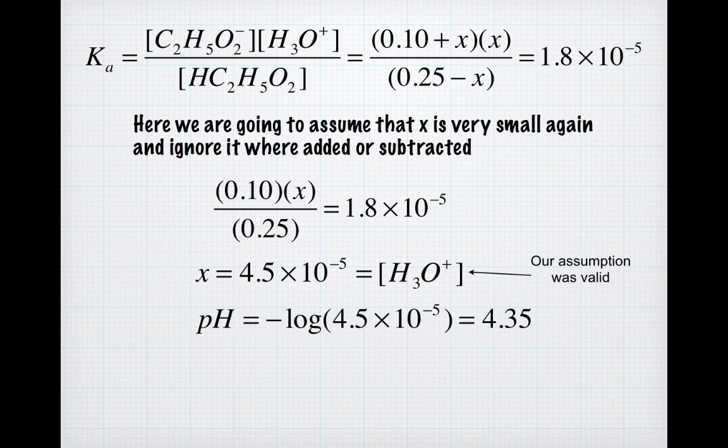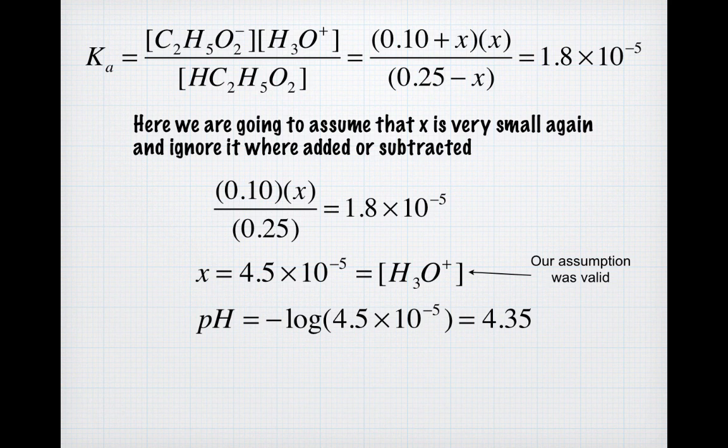So this is much smaller than either 0.1 or 0.25. We can actually do a visual inspection on that. It's not even within the significant digits, and so our assumption was in fact valid to ignore x. So if we go back to our ICE box, we see that x is equal to the concentration of hydronium ion there, and so we can now calculate our pH, taking the negative log of 4.5 times 10 to the minus 5, and we get a pH of 4.35.